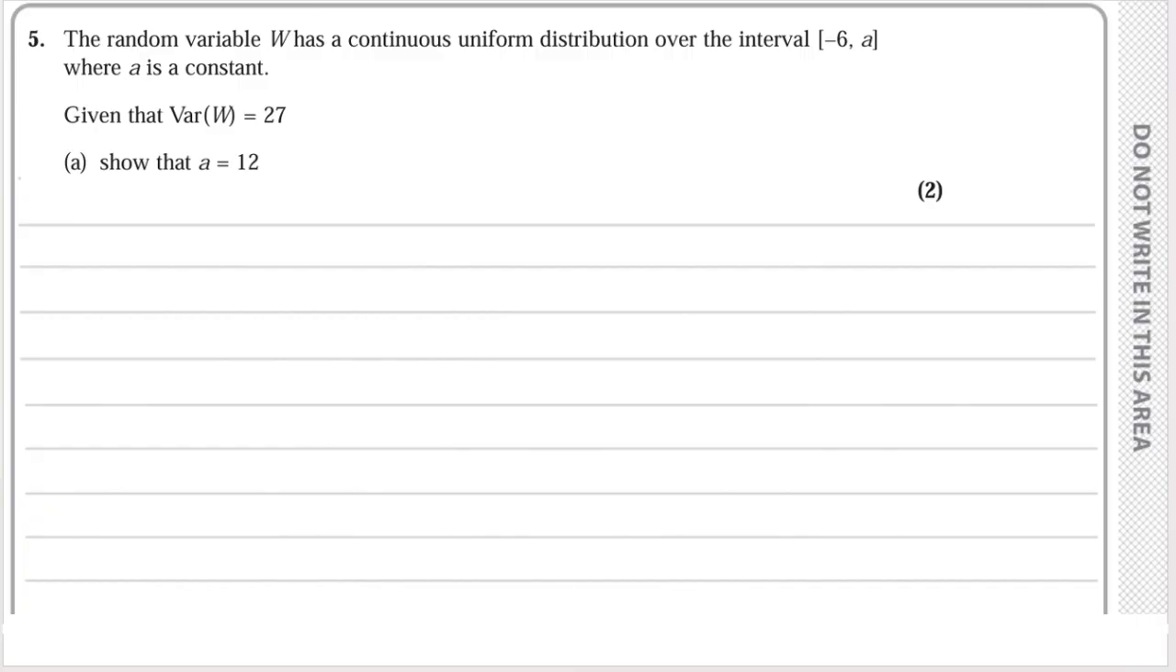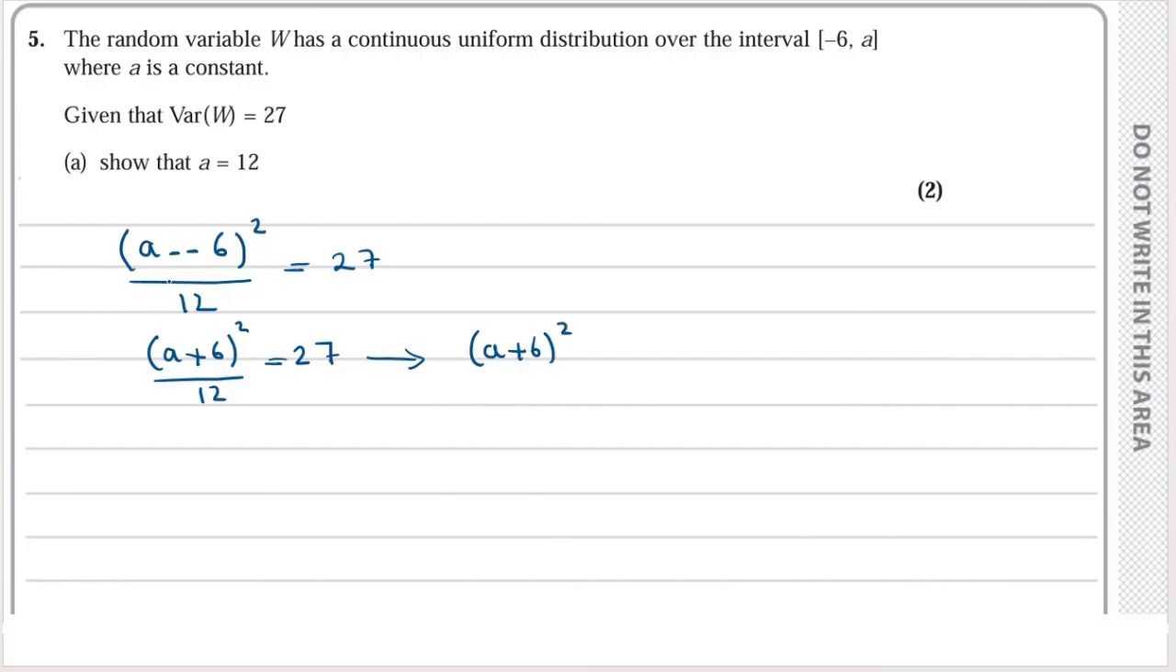Since we are working with a continuous uniform distribution, we know that variance is calculated by (A minus -6) squared over 12, and that's equal to 27 as the question says. So that gives us (A + 6) squared over 12 equals 27. So therefore (A + 6) squared equals 12 times 27. So that means (A + 6) squared equals 324.